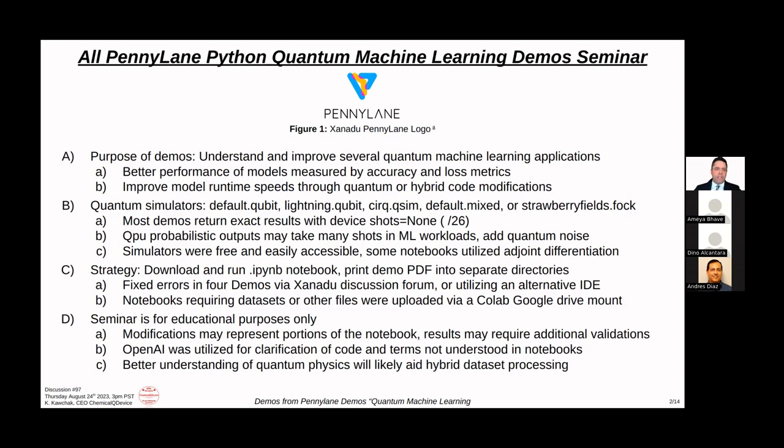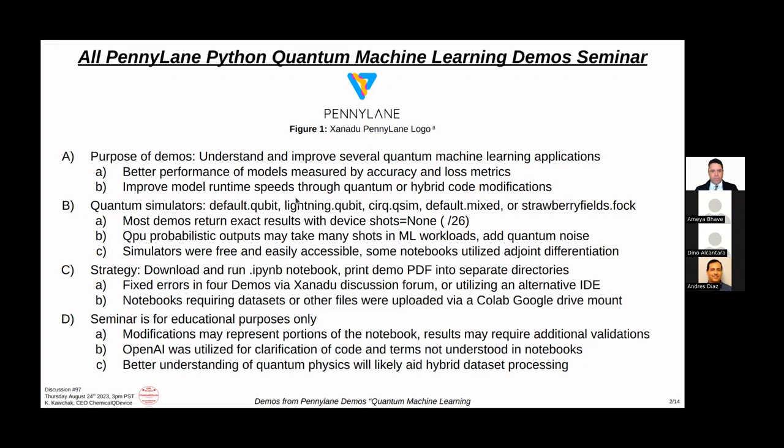Basically, you want to improve runtime speeds, and you want to do both, right? You want accuracy: more accuracy, less loss. You also want better runtime speeds, which means lower times. So the simulators I shared here, the first is default.qubit. It's the most compatible of this bunch.